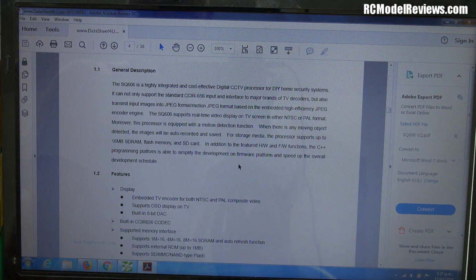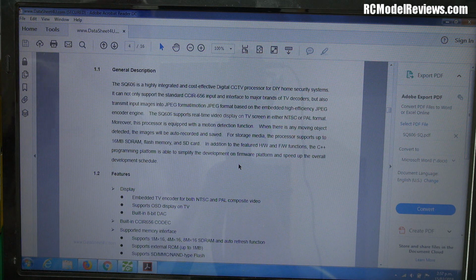Okay, so now we move on. It says, it's ideal for real-time video display in NTSC or PAL format and a whole lot of other stuff we're not interested in, such as motion detect. It says here, which is really, really good, in addition to the featured hardware and firmware functions, the C++ programming platform is able to simplify the development on firmware platform and speed up overall development schedule. So there are tools, or at least there were tools for this chip, which enabled you to customize it, change the way it works internally using C++. That sounds very, very promising indeed.